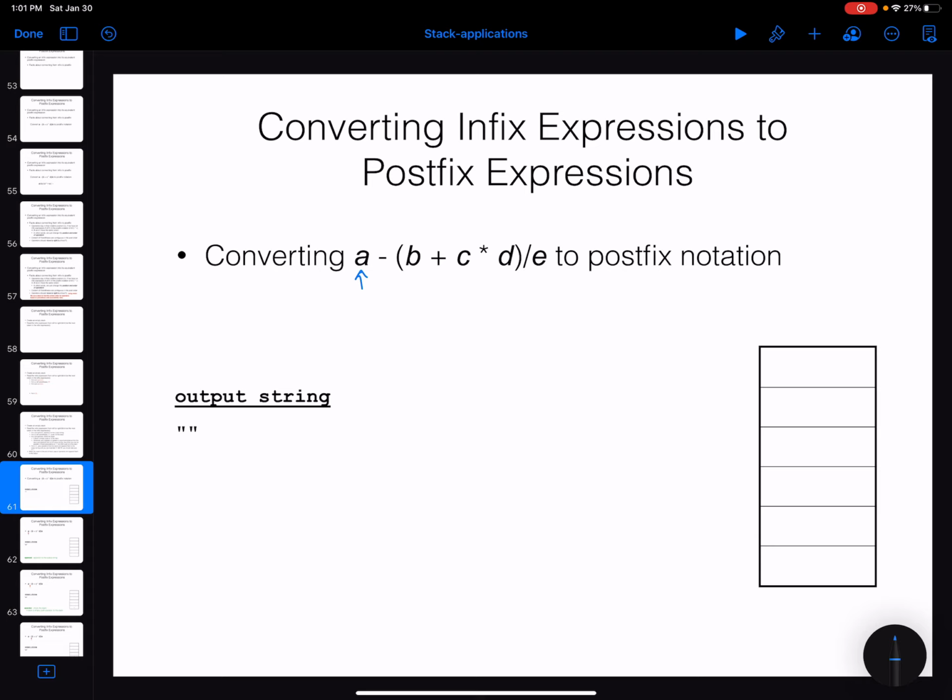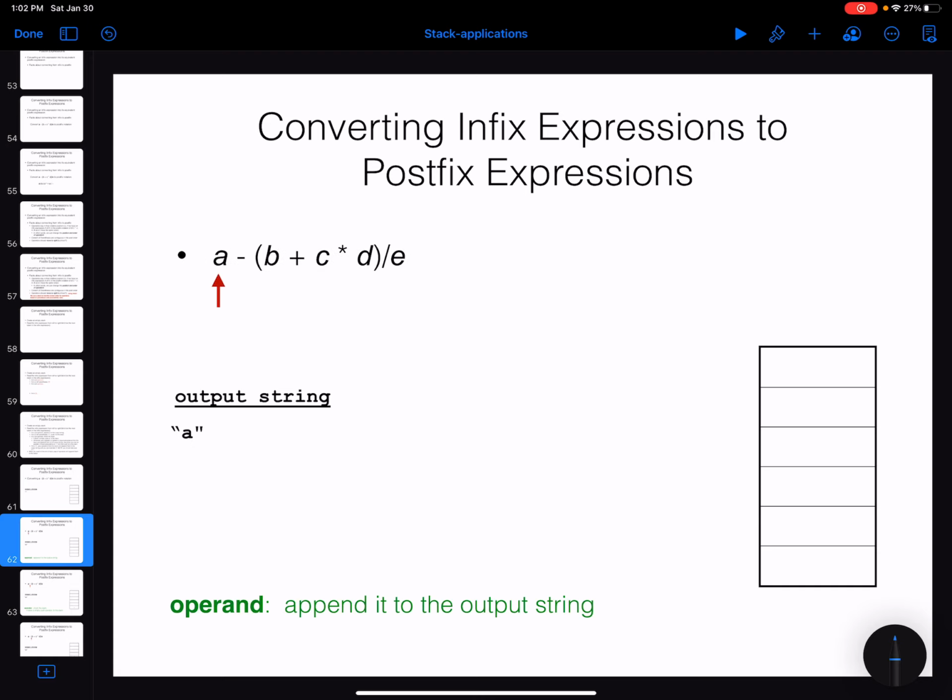You should just know when to write down the operator in between the operands. So the first rule is that whenever you see an operand, just write it down in the output string. Or you can think about it this way: the output string starts as an empty string and you just concatenate the next token to that. So here you see an A, so you just write it down in the output string.